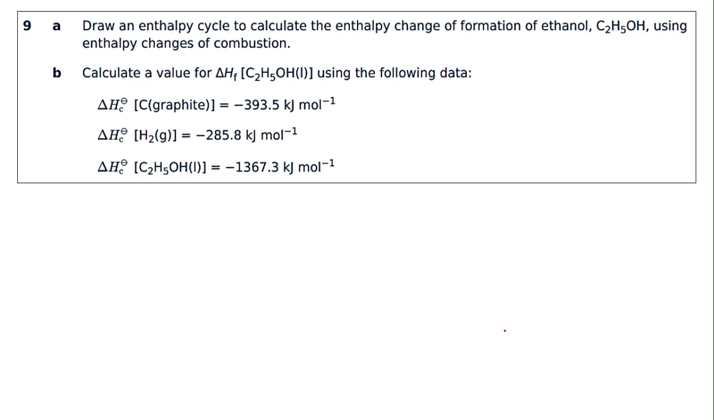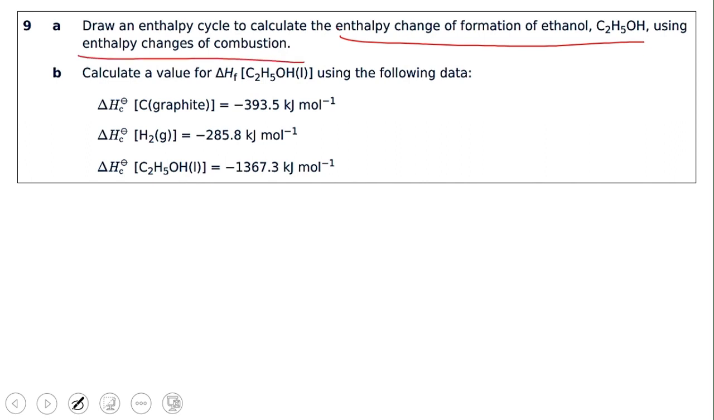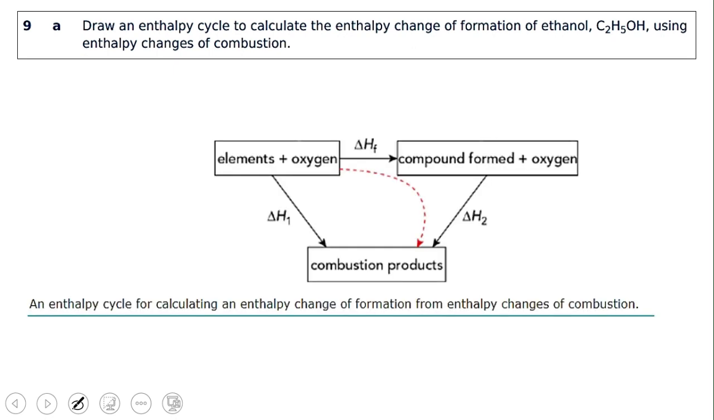Question number 9. Draw an enthalpy cycle to calculate the enthalpy change of formation of ethanol using enthalpy change of combustion. So we have to make a cycle in which we are going to write enthalpy change of formation of ethanol and we are using combustion values. So formation and combustion, when we relate in one cycle, we have a method to make this cycle. So here is a general form of this cycle that we can have.